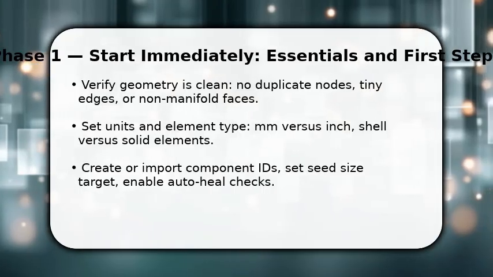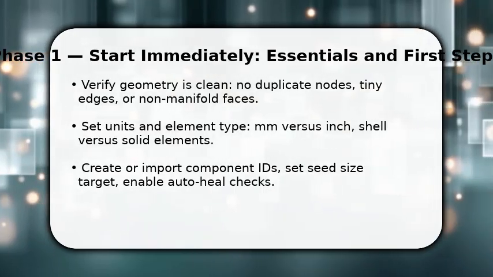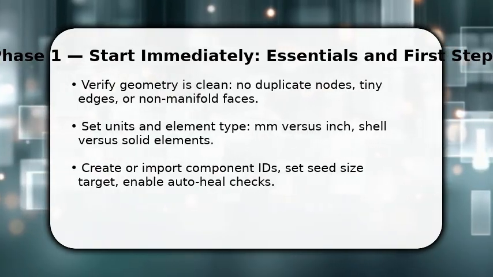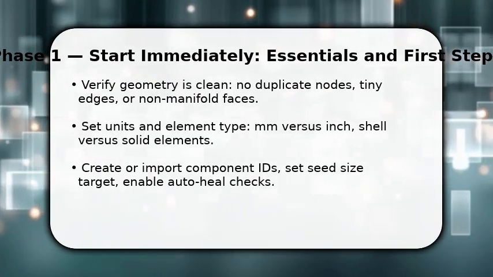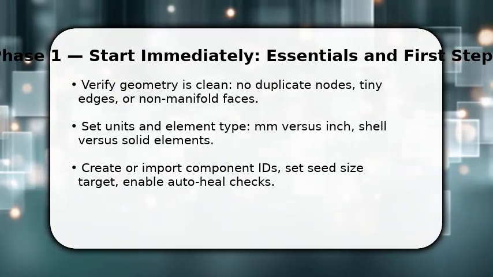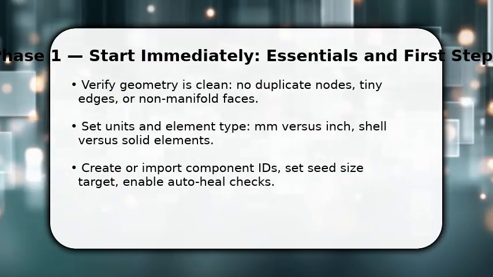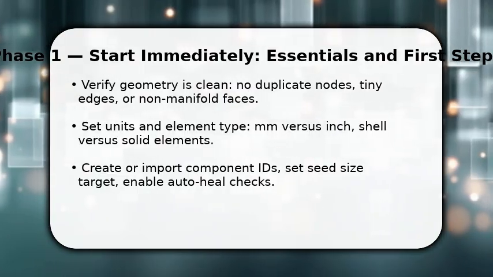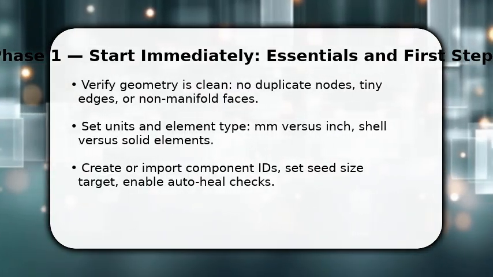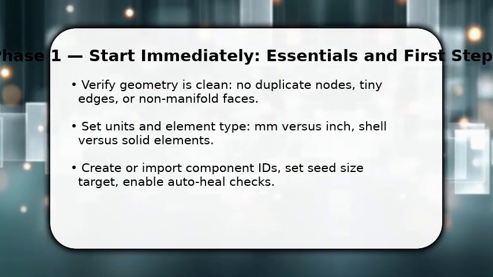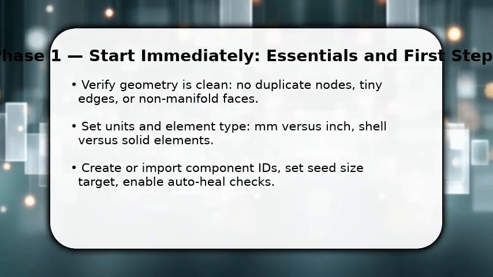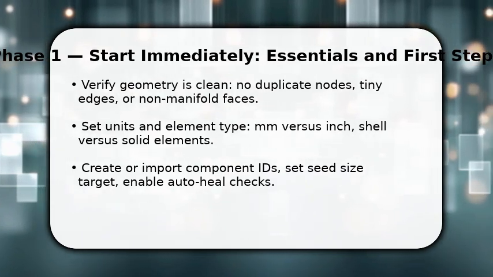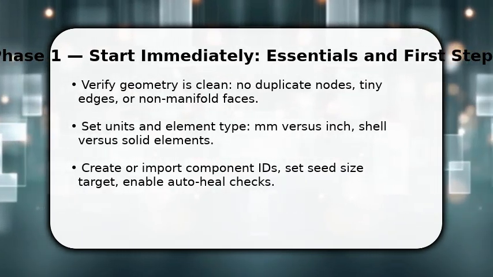You begin by confirming the model is ready. Check for duplicate nodes, tiny edges, and non-manifold faces so the mesh won't fail later. Next, pick element type and units, shell versus solid, millimeter versus inch, and set a seed size target that matches analysis needs. Once done, assign component ID and enable auto-heal checks so Hypermesh can fix minor defects automatically. This reduces manual cleanup and lets you start the actual meshing process immediately.